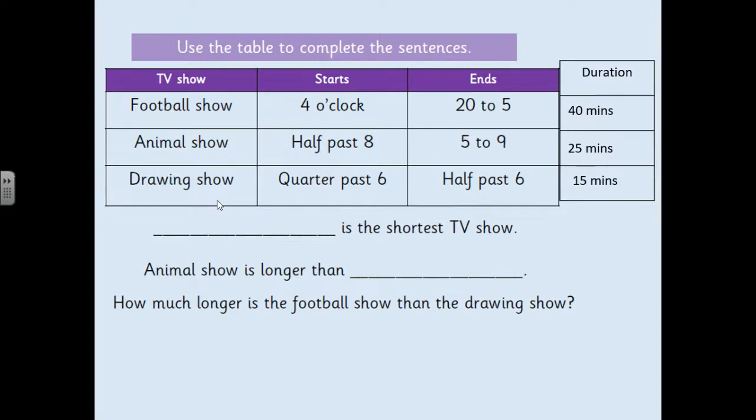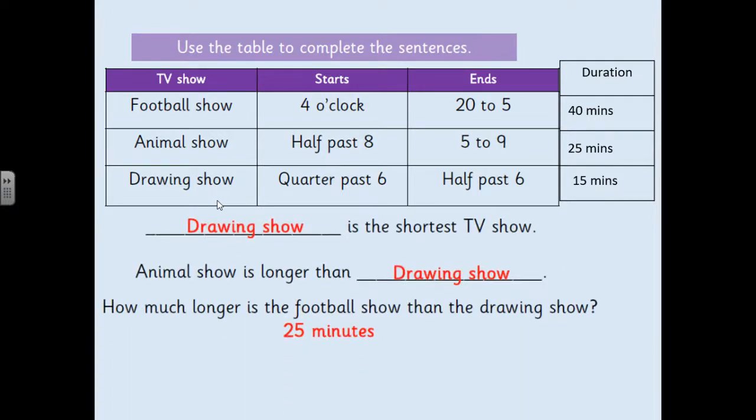Right, let's have a look. The shortest TV show is the drawing show. The animal show is longer than the drawing show. And how much longer is the football show than the drawing show? It says 25 minutes. How would you get that? What you need to do is 40 minutes take away 15 minutes and you get 25 minutes.